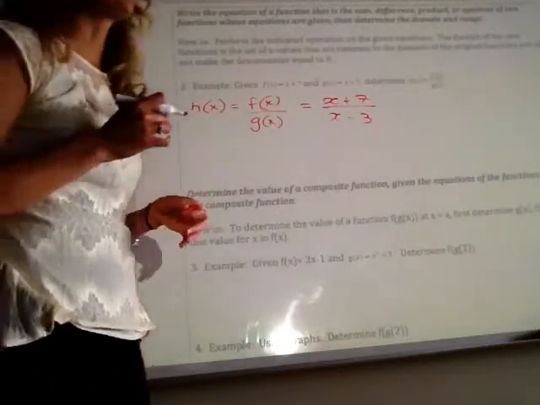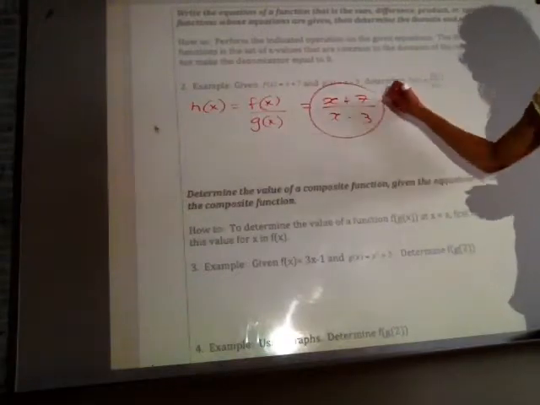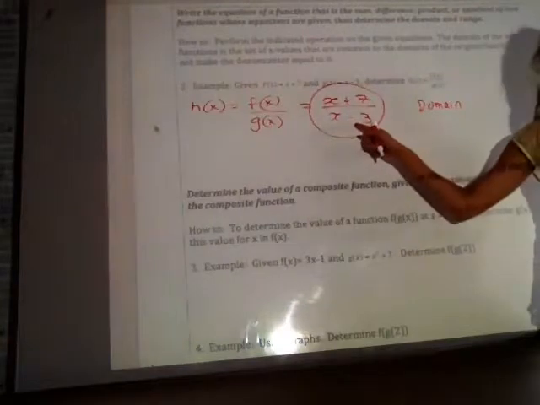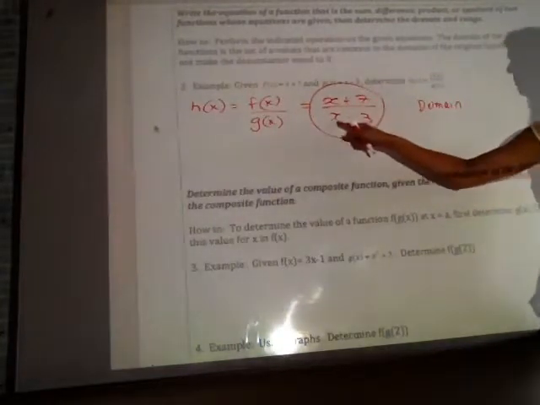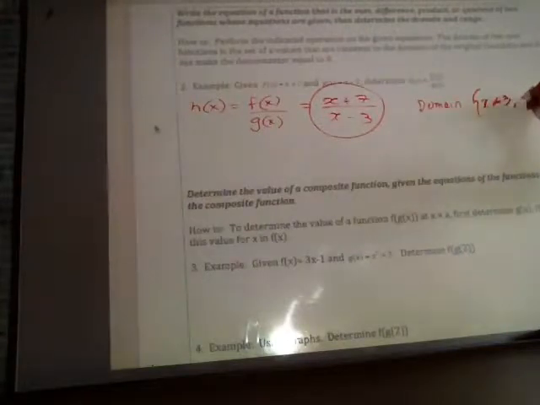Now it doesn't ask for domain and range, but it doesn't hurt to talk about this. This is dealt with in the rational functions unit, but we can just talk about it now. For domain, do I have any restrictions on this graph? What's that, Troy? Good. We look at our denominator. We can never divide by 0, so x cannot equal 3. Everything else will be real numbers.